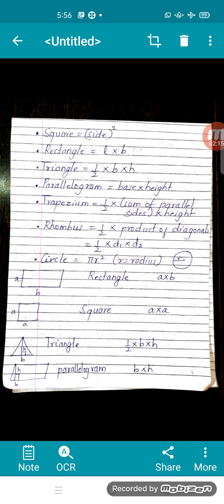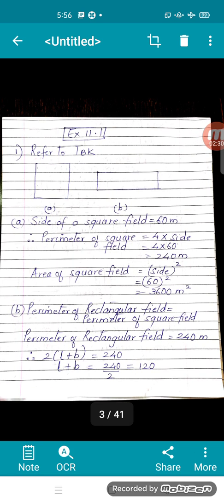Now you see, the first figure is rectangle, so area will be a into b. Second is square, that is a into a. Then we have triangle, then parallelogram, then we have circle. So please revise all the perimeter and areas of different figures.